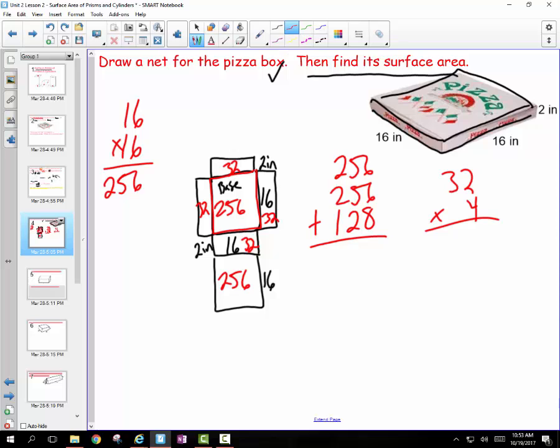So when I add this, 6 plus 6 is 12, plus another 8 is 20. I carry the 2, and 5 plus 5 plus 2 is 12. I carry the 1, and then I have 1 and 2 and 2 and 1. And I notice that I have 640 inches squared. And I want you to notice that that's pretty important when we're finding surface area. Surface area is in inches squared because it's area. We didn't find the volume. We didn't find anything in cubic units. We were finding area, and so area is always labeled in inches squared.